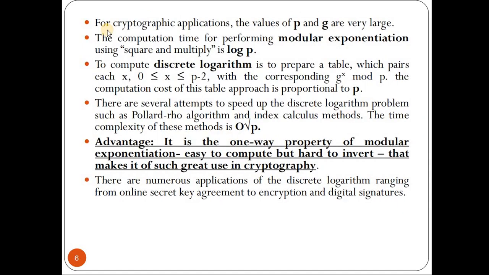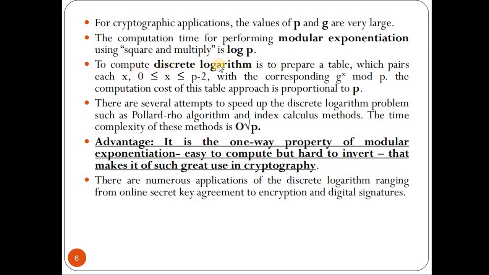For cryptographic applications, the values of p and g are very large. It won't be a small value; it will be a very large value. As the values are large, the table size also will increase. The computation time for performing modular exponentiation using the square and multiply method is log p. As we have seen in the RSA chapter, when we apply the square and multiply method, the computation time is log p.